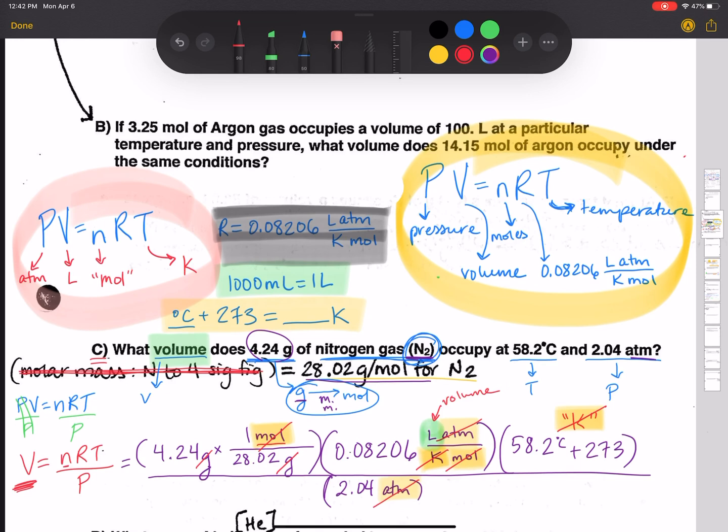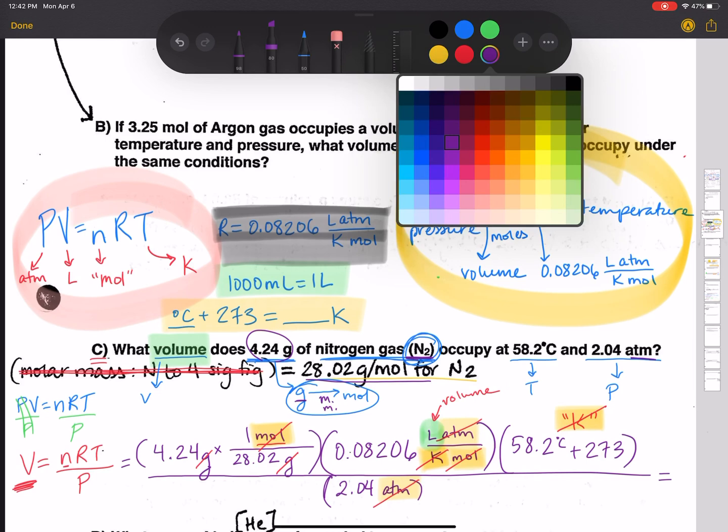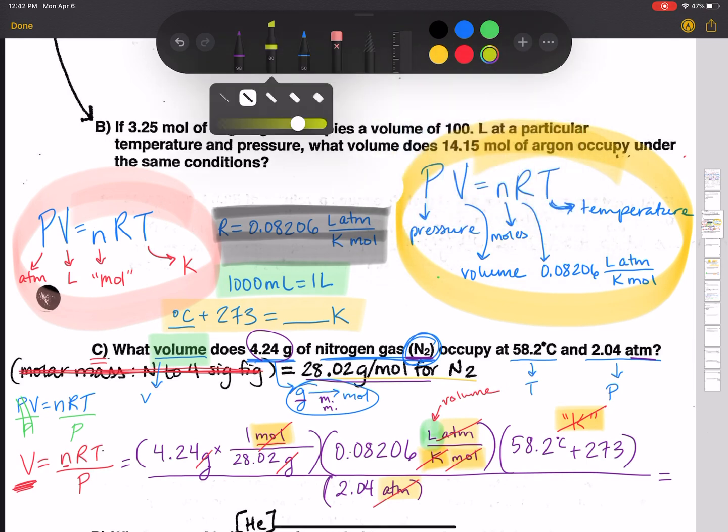And this is where, if you kind of struggle with that, this is where things start to get a little bit messy. And so I'm going to take this step by step. Here's the first thing that I would do. I would go ahead and just take my molar mass and plug this into my calculator first. So I would do 4.24 divided by 2802. I would get my answer.